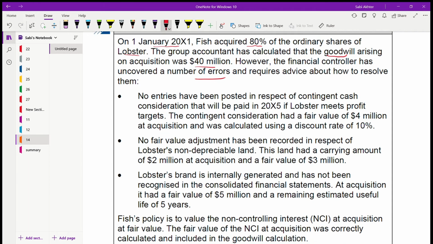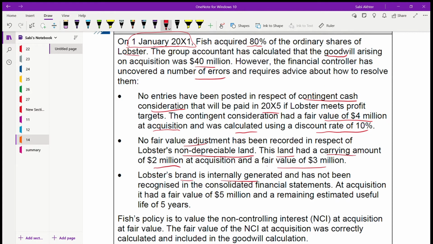No entries have been posted in respect of contingent cash consideration that will be paid in 2005. When did they acquire? 1st of January 2001. That means after 4 years they are going to pay this, if Lobster meets profit target. The contingent consideration had a fair value of 4 at acquisition and calculated using a discount rate of 10%. No fair value adjustments have been recorded in respect of their non-depreciable land. This land had a carrying amount of 2 and fair value was 3.